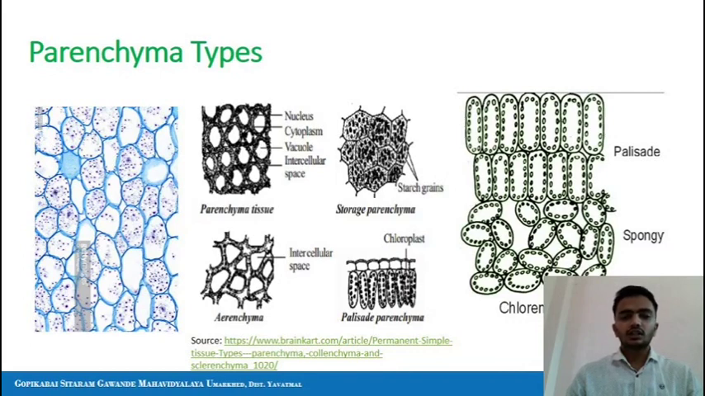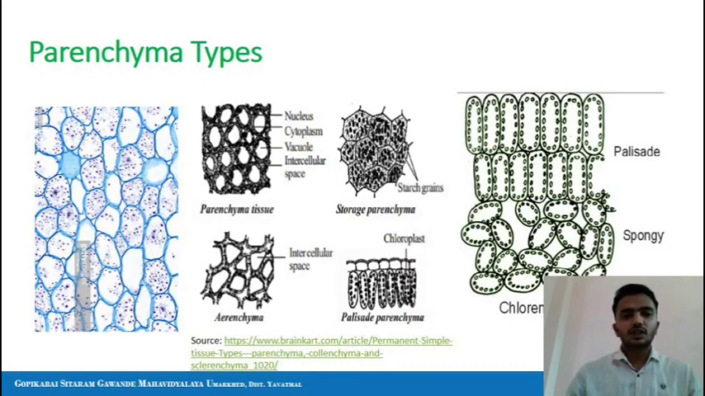Then the another kind is palisade Parenchyma, which is commonly found in the leaves. So they have chloroplast in it which perform the photosynthesis. Then we can see here Chlorenchyma, which is again a type of simple permanent tissue. This Chlorenchyma consists of large number of chloroplasts and they are involved in photosynthesis, and ultimately they synthesize the starch or food material for the plant.